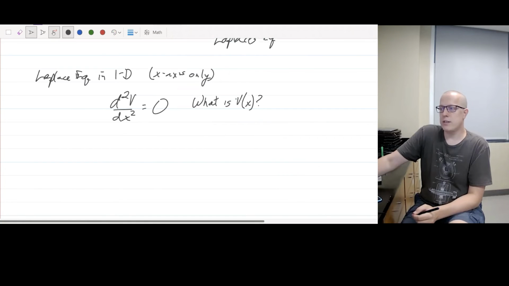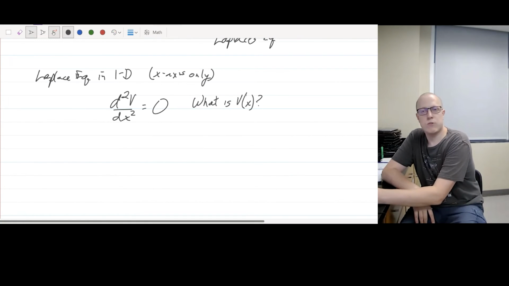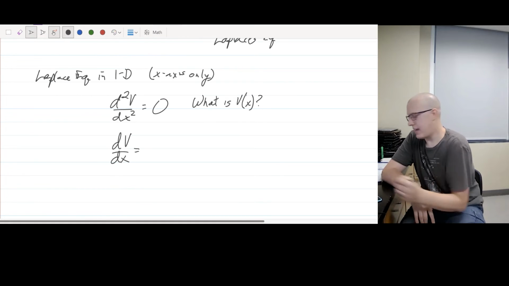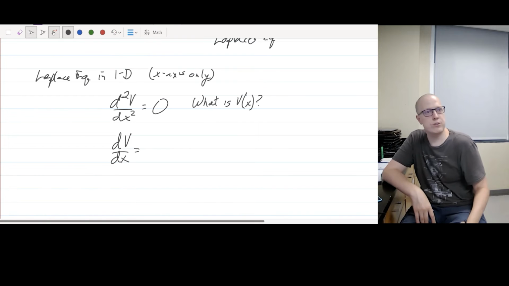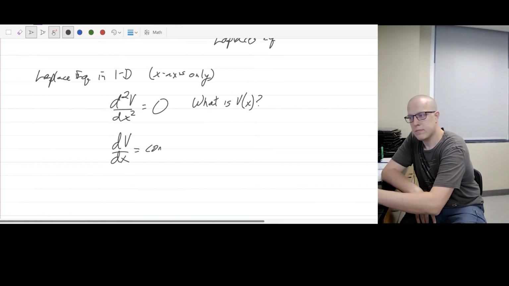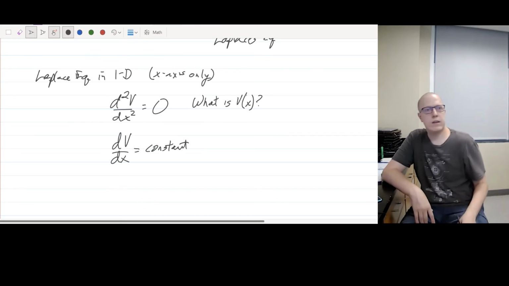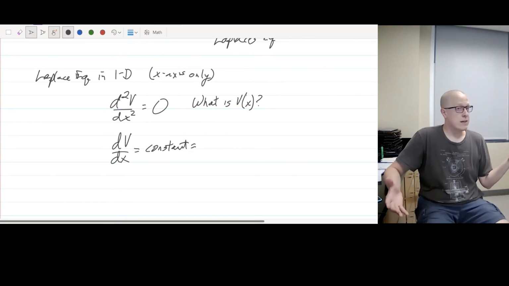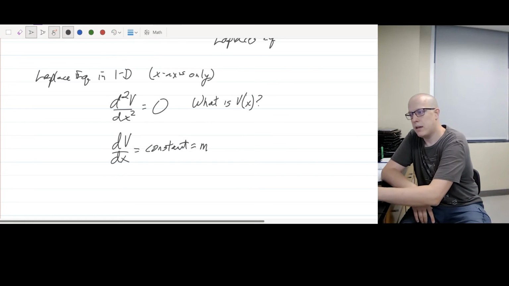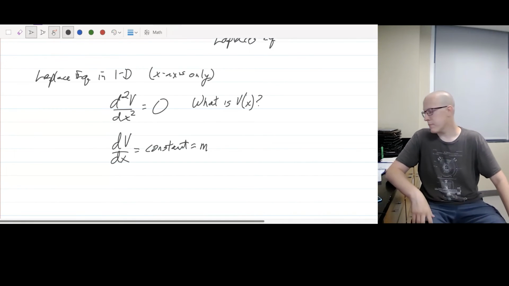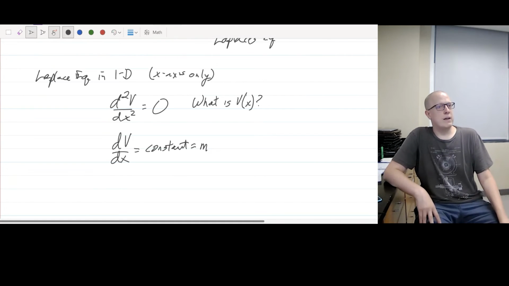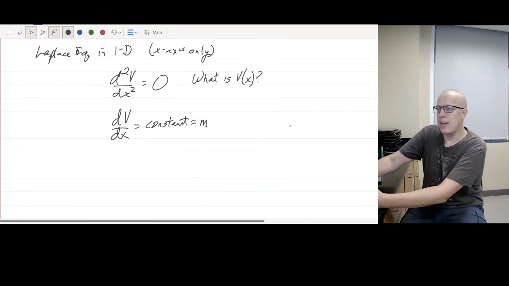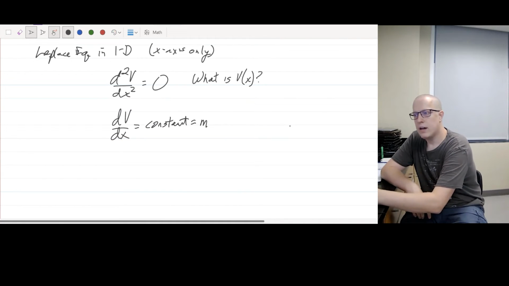So in this situation, this is telling me that I have a second derivative and it's equal to 0. So that's telling me the first derivative, just dv dx, is equal to a constant, right? So we have this constant, and it could be any constant at all. I'm going to use the constant m, for no particular reason. Okay, so now I've taken one order of a derivative away, and so now I can just do the same thing again.